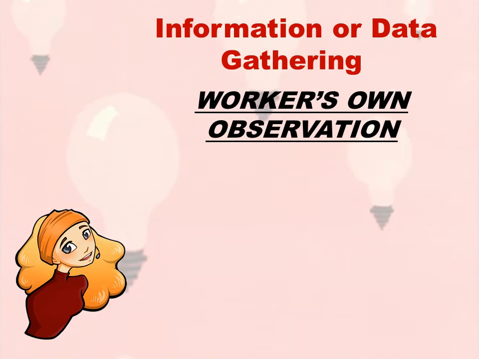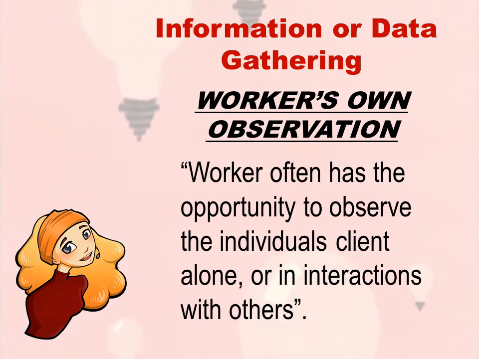And the last source of information is the worker's own observation. The worker often has the opportunity to observe the individual client, alone or in interaction with others. In work with therapeutic groups, the worker usually makes a client's membership in a group temporary for at least a couple of meetings to allow her to observe the individual as he interacts with the other members.